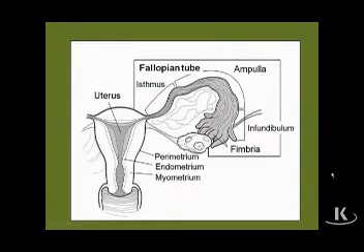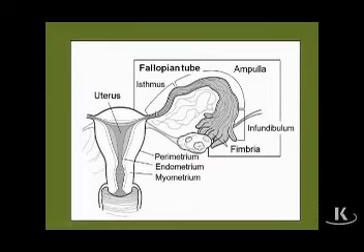continuous with, a duct system that begins with the fimbria and the infundibulum of the uterine tube. The most clinically significant part and the longest part of the uterine tube is the ampulla that you see on this slide, interposed between the infundibulum and the isthmus.